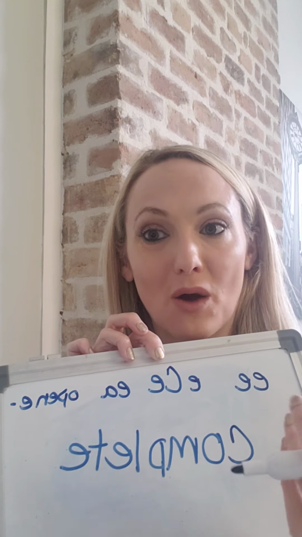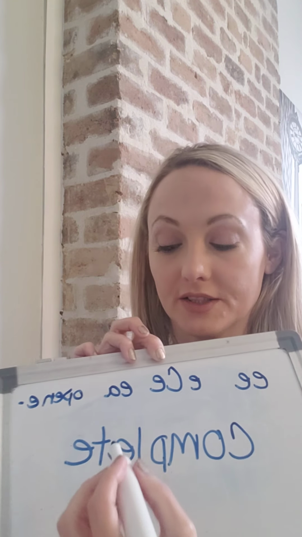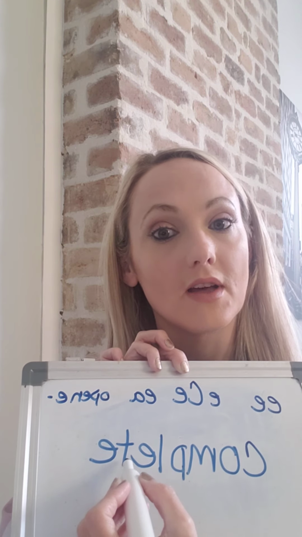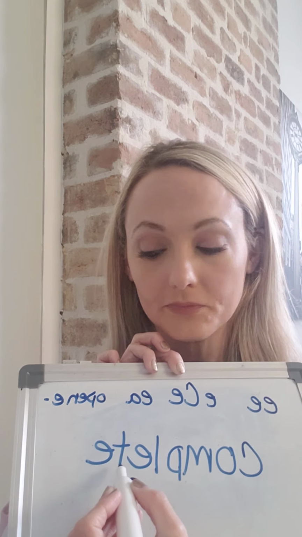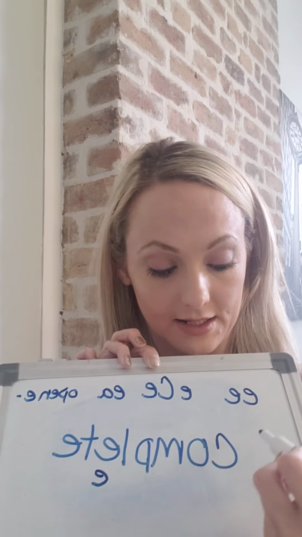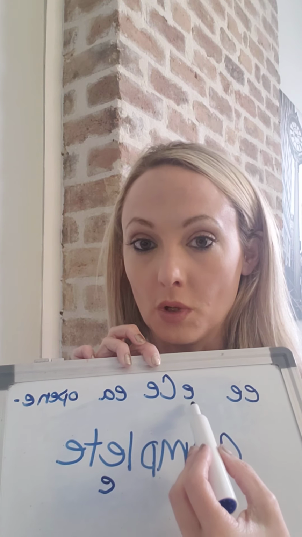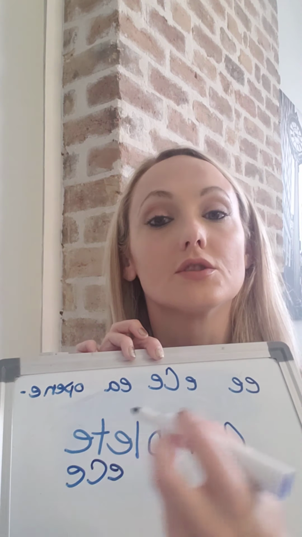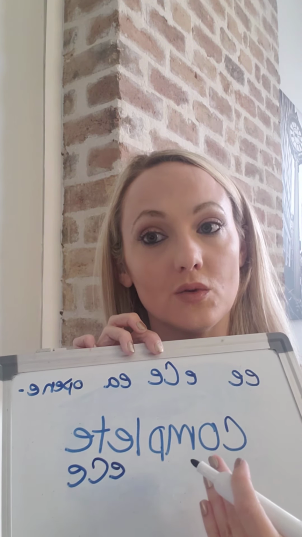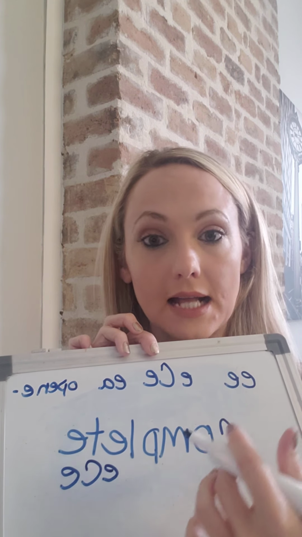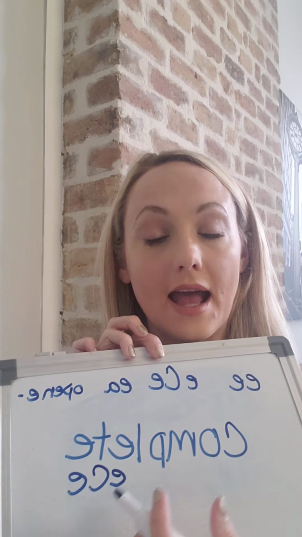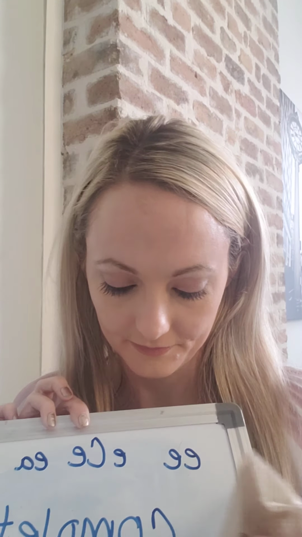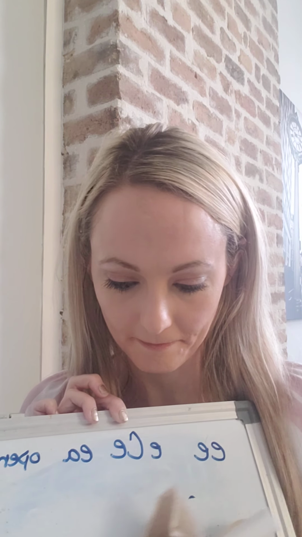Now, let's identify what pattern this word has. Let's find our first E. We have an E right here. We have a consonant, which is the letter T, and then we have another E. We know it's not EE. It's going to be E consonant E. So when you're sorting this word, complete is going to go under the E consonant E pattern, and its accented syllable is in the second syllable. Let's look at a couple more.